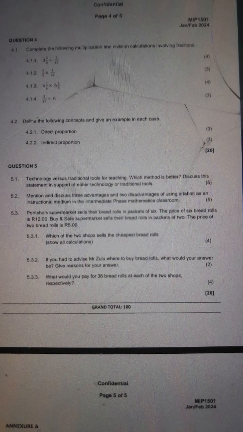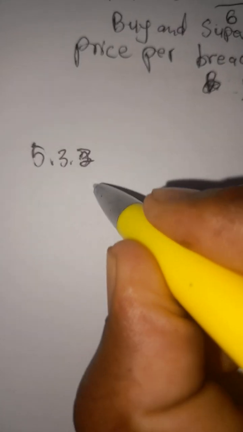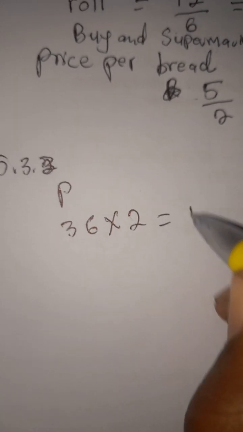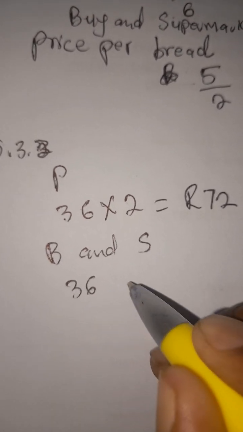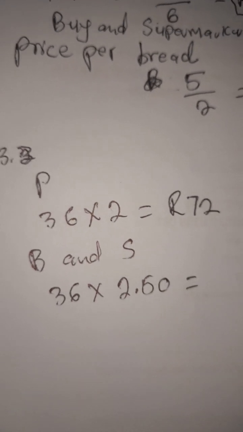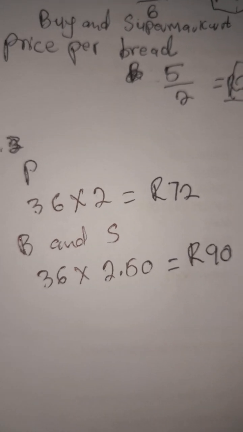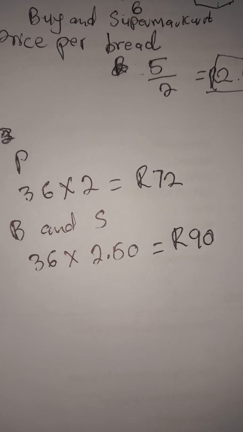That's how I would have advised Mr. Zulu. Then at 5.3.3, what will you pay for 36 bread rolls at each of the two shops respectively? So let's work out that one. Let's start with Bonzo. For Bonzo, it's 36 times 2 rand, that will be 72 rand. For Buy and Save supermarket, that will be 36 times 2 rand 50. 36 times 2 rand 50 will be 90 rand. Yes, that's what you will pay for 36 rolls at each of the two shops respectively.